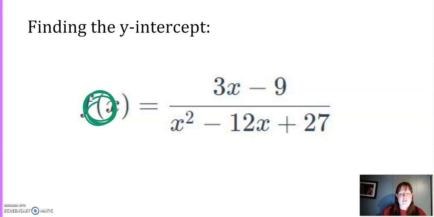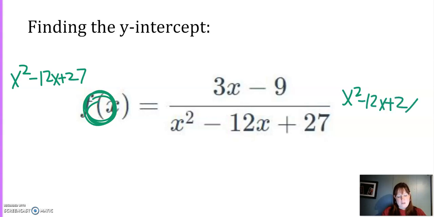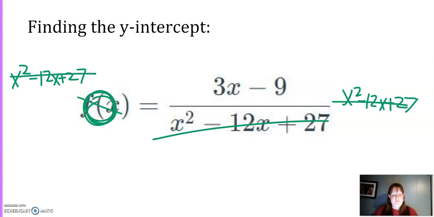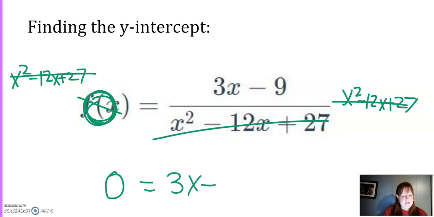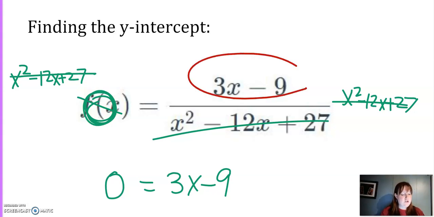So to solve this equation, I'm going to multiply both sides by this denominator to get rid of it, right? And when I multiply both sides by x squared minus 12x plus 27, what I notice is that actually cancels out the denominator completely, and this times 0 just stays 0. So what I end up with is 3x minus 9 equals 0. And this is really handy to know once you understand x-intercepts, is that when we're looking for the x-intercept, all we're looking for is when does the numerator equal 0. That's it. That's all we're looking for.